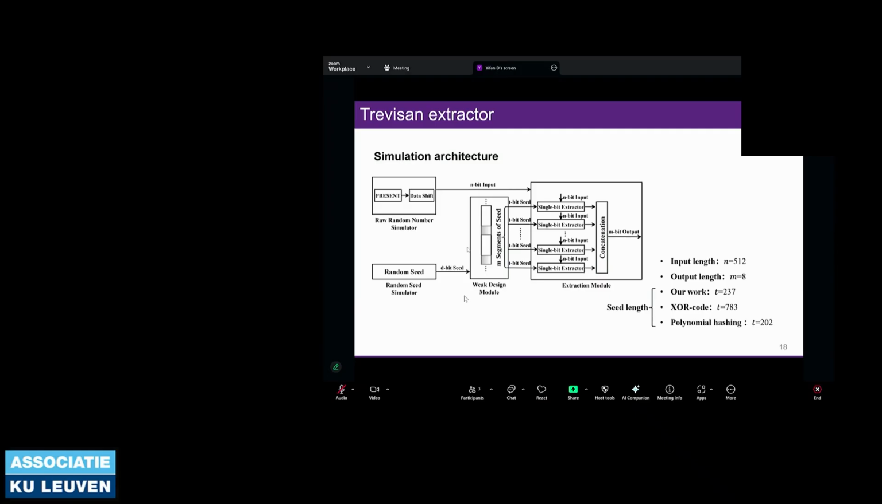For simple configuration, our proposed method requires a seed length of just 237 bits, which is comparable to polynomial hash's 202 bits and far better than the 783 bits required by the XOR code.